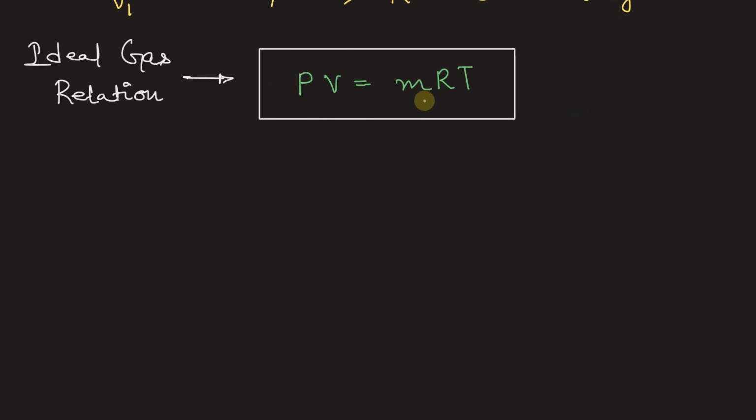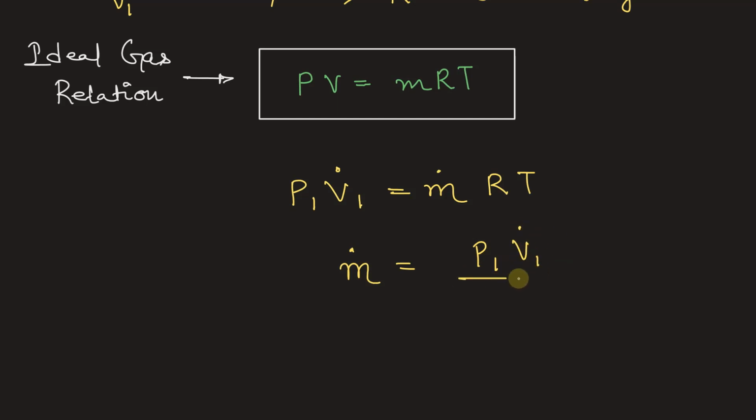So in our problem, we don't know the mass flow rate. Let's write from the ideal gas equation, P1 V̇1 is equal to m dot R T, where V̇ is the volume flow rate. From here we can write the mass flow rate, because the mass at the inlet and the exit will remain the same from the conservation of mass, m dot is equal to P1 V̇ divided by R T1. This is T1 at the inlet.